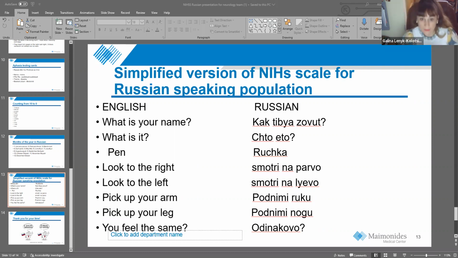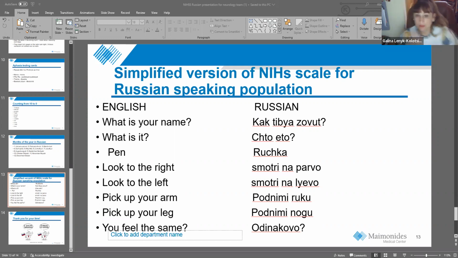Or рука, remember, you see this, подними руку, рука. So the same thing, расслабь руку. Then the patient will be relaxed. What else are you using?